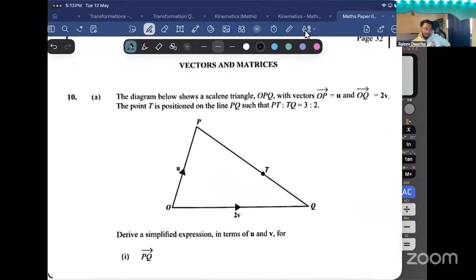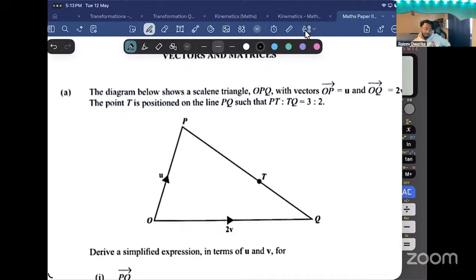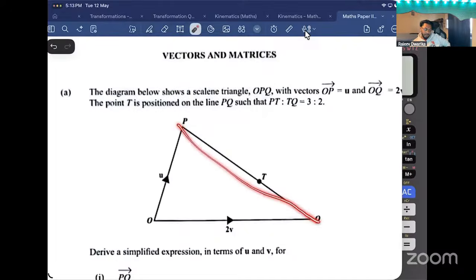All right, vectors. Let me handle this quickly. So they're saying O to P is u, O to Q is 2v. The point T is positioned on the line PQ, you're seeing that, such that PT to TQ is 3 to 2. You gotta be very careful with how you read that. So I want you to put aside that for now. Just forget about it for now.